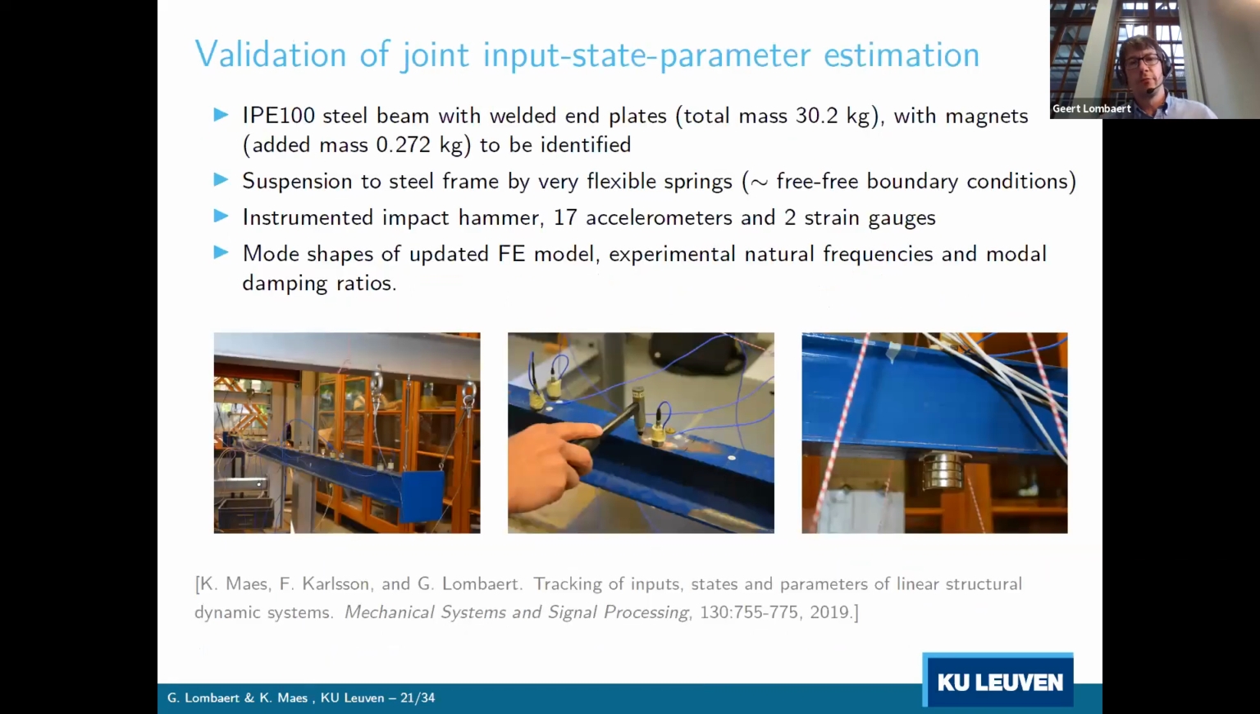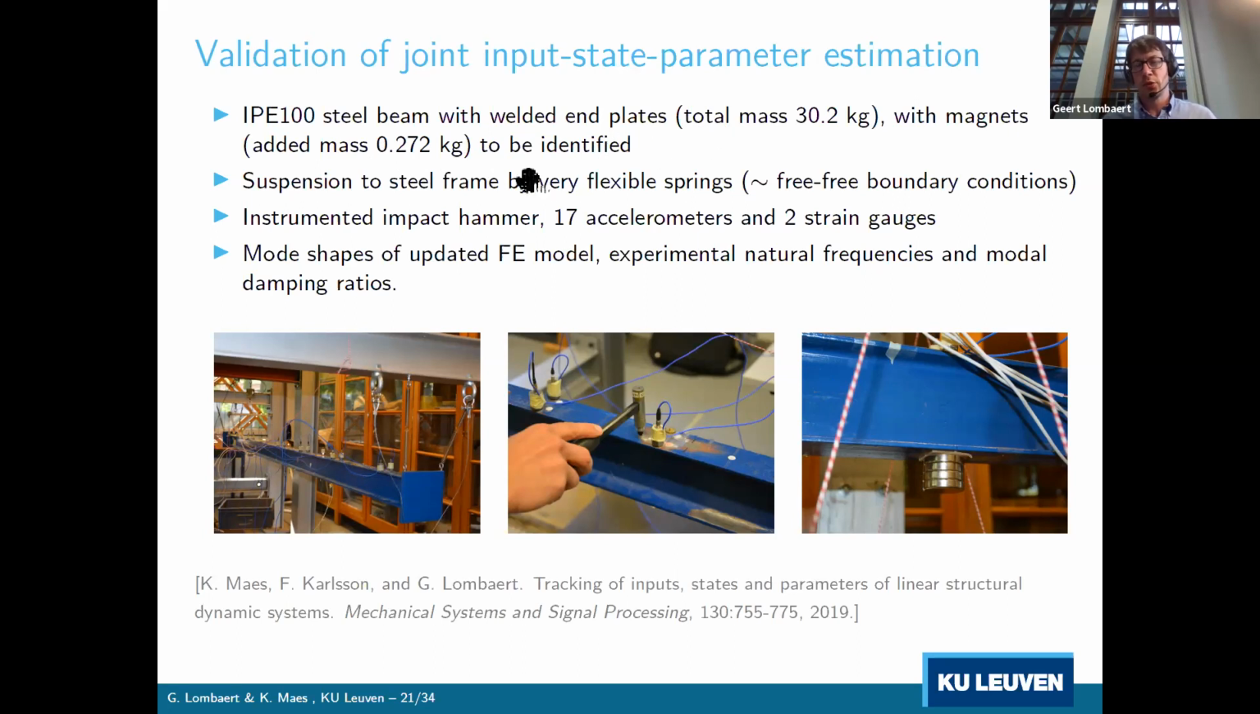Then going one step further, we come to a more controlled environment in this case. In addition to the state and the input, we now try to estimate a parameter. For this, we've set up a test in the laboratory. It's a steel beam suspended to flexible springs, and on this steel beam we fixed a number of magnets with a mass which corresponds to approximately 1% of the total mass of the steel beam.